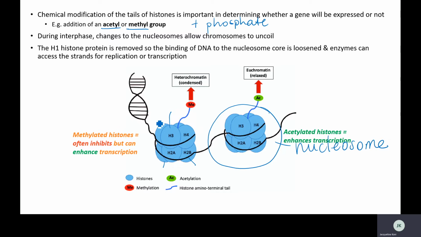So that sort of loosens the coil, if you like, and allows those enzymes and transcription factors to get in and actually attach to the DNA and make little copies of genes, make messenger RNA to go out into the cytoplasm. Methylation, on the other hand, tends to tighten the coiling. But like I said, it does depend on which specific amino acid gets methylated. But at the end of the day, the key point here is that modifications to histone proteins affect how tightly it's bound to DNA and therefore how easily it can be copied.